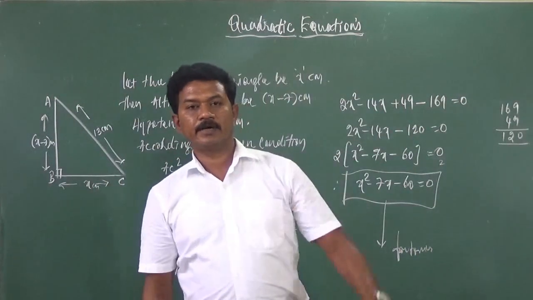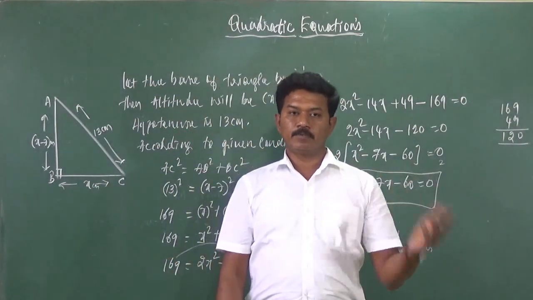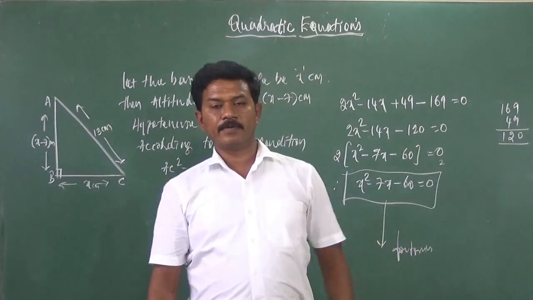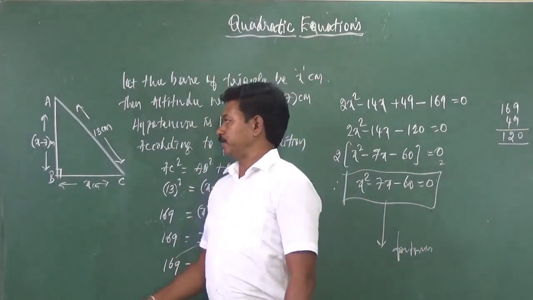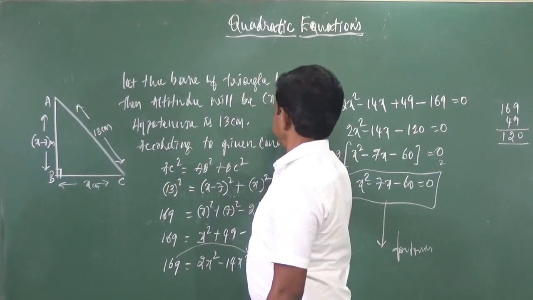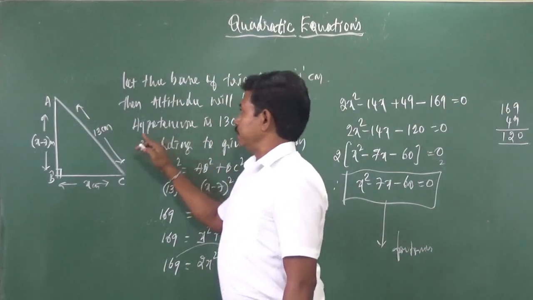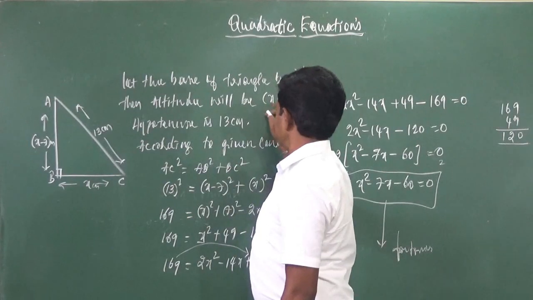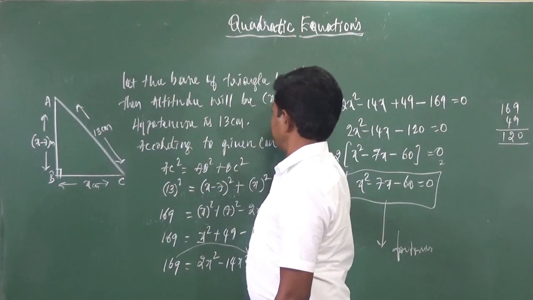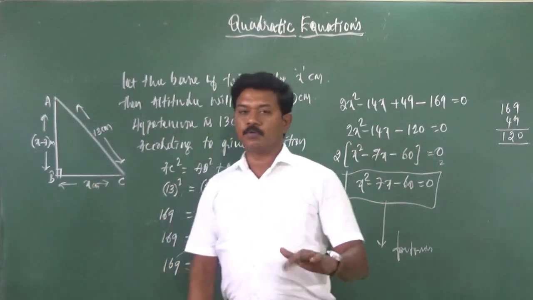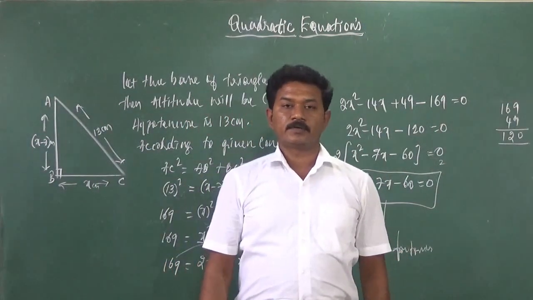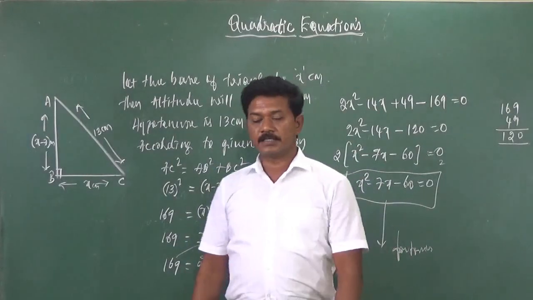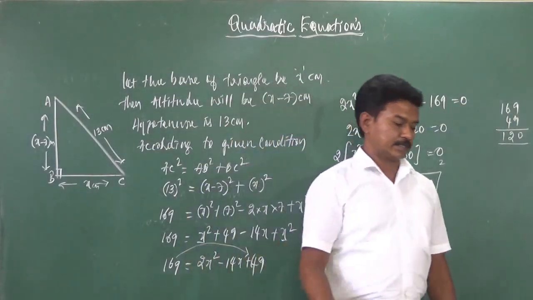So ignore the negative value because length is always positive. Therefore, only take the positive value of x. When you take the positive value of x, we get the base of the triangle, and if you subtract 7 from that value, you get the altitude. Both should be written as a statement at the bottom of the solution. I hope you understood this. It's an easy problem for 2 marks.